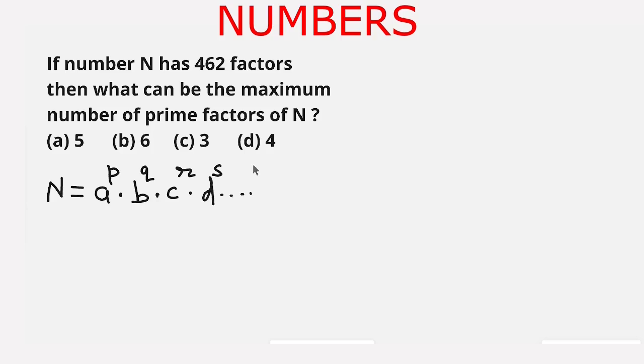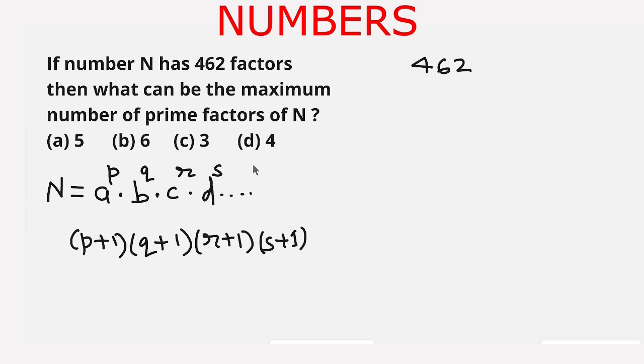Here a, b, c and d are prime factors, and p, q, r and s are their powers. The number of factors will be (p plus 1) multiplied by (q plus 1) multiplied by (r plus 1) multiplied by (s plus 1), and we continue like this. Now this value (p plus 1) into (q plus 1) into (r plus 1) into (s plus 1) and so on is equal to 462.